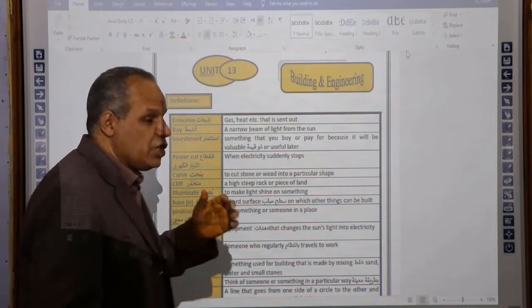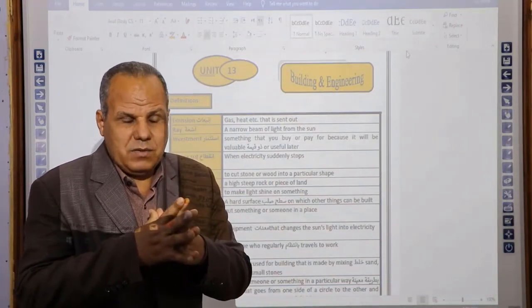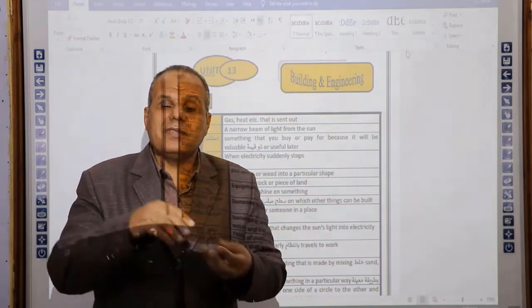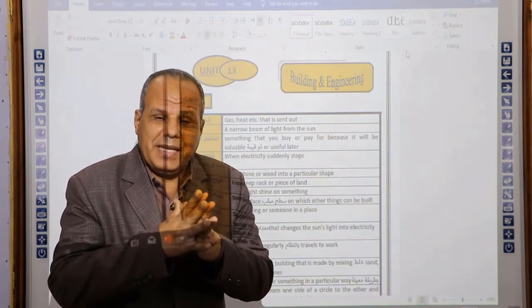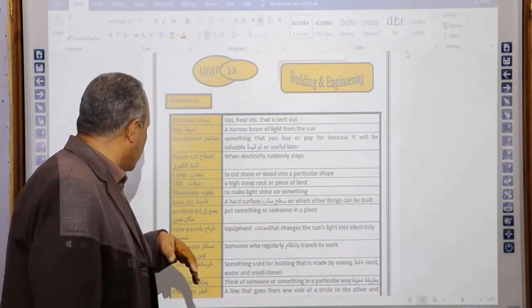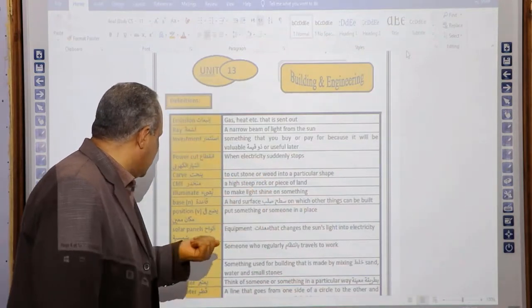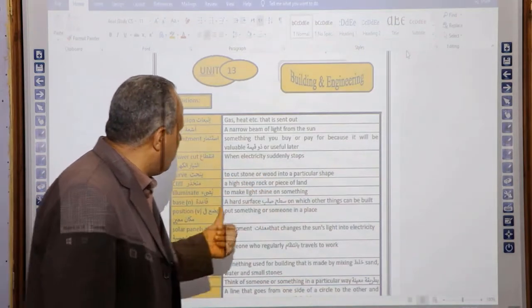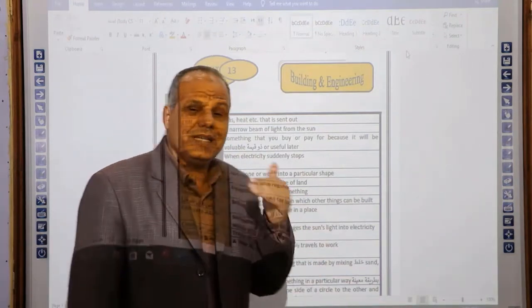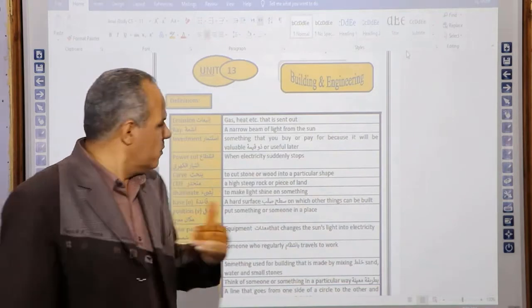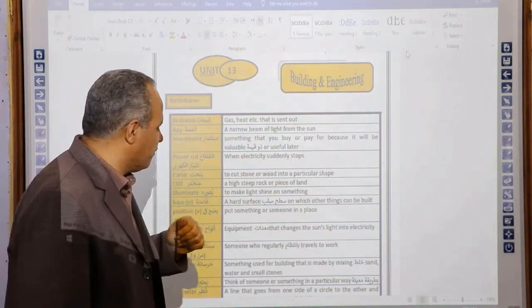Position. Position as a verb بمعنى يضع في مكان معين. For example, put the ball يعني ضع الكرة in the right position في المكان المناسب لها. Solar panels. Solar panels ألواح شمسية. Equipment that changes the sun's light into electricity. بتحول أشعة الشمس إلى كهرباء.